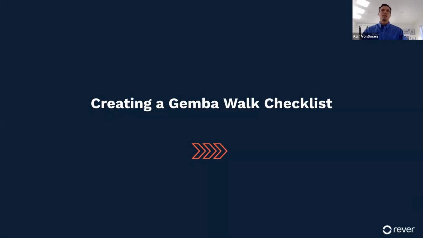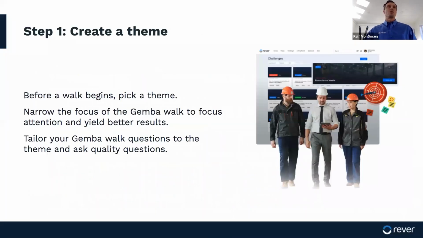So let's talk about creating a Gemba Walk checklist. First, step 1 is to create a theme. Before a walk begins, pick a theme. Narrow the focus of the Gemba Walk to focus attention and yield better results. Tailor your Gemba Walk questions to the theme and ask quality questions.